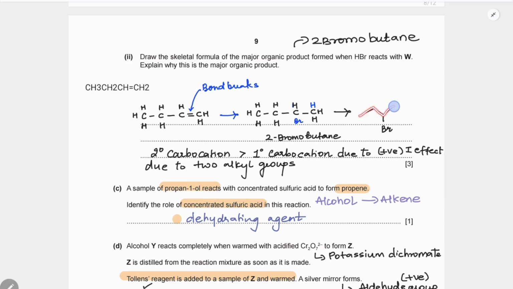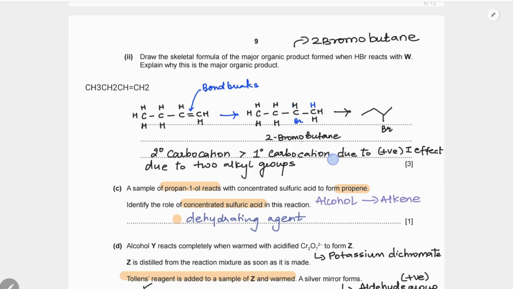1, 2, 3. And with the second carbon, we are going to have our Br. So this is your final answer, and we are going to get 2-bromobutane as the answer. And as you all know, why only on this carbon? Because secondary carbocation is more stable than the primary carbocation. So this is the answer, and we have to explain why.